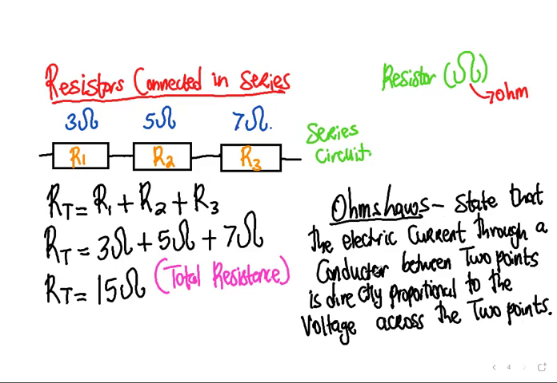And since you now understand Ohm's law, there's no way you can do these calculations without first stating it. So you'll have to state Ohm's law first. If they say define Ohm's law, you must tell them that Ohm's law states that the electric current through a conductor between 2 points is directly proportional to the voltage across the 2 points. So that's what you are going to state or define with regards to Ohm's law.